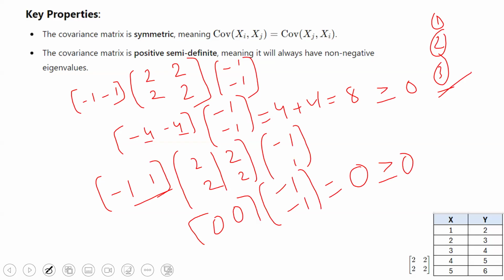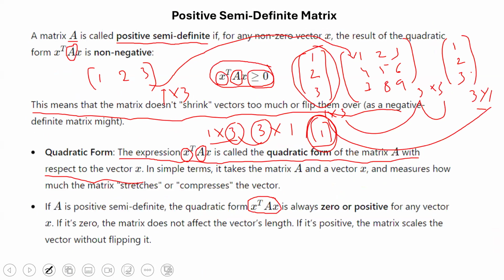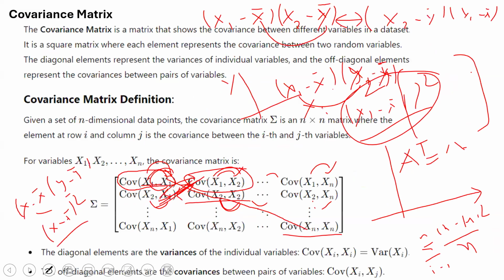So that is what a positive semi-definite matrix is. We have studied all this just to understand the positive semi-definite matrix. The reason being, you have to understand what a positive semi-definite matrix is, and only then will you understand why we call the covariance matrix a positive semi-definite matrix. So what are the properties of a positive semi-definite matrix?